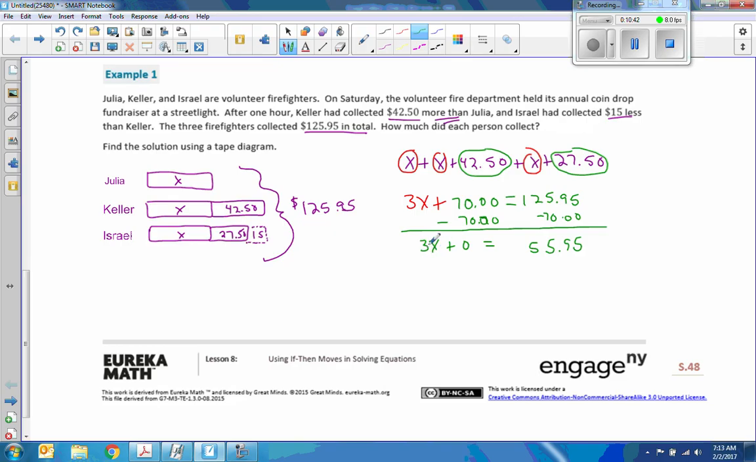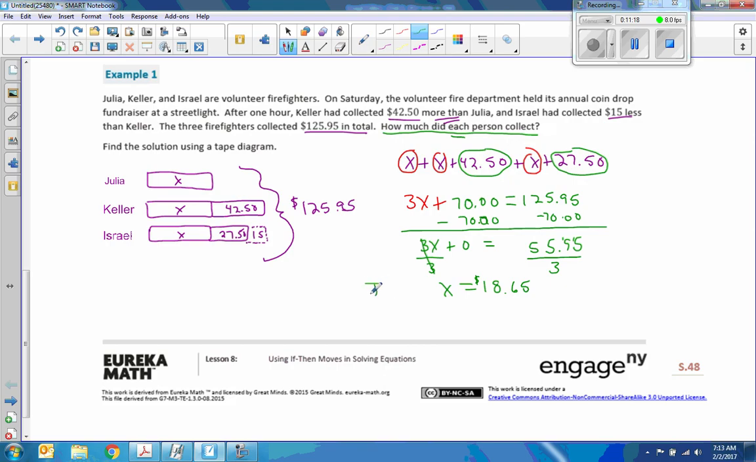So if I have A equal to B, and I divide both of them by C, and C will be my 3 in this case because I want to get rid of this 3, I get x equals: 3 goes into 5 once, 3 goes into 25 8 times, the remainder of 1, 3 goes into 19 6 times, remainder 1, and 3 goes into 15 5 times. Okay, now go back and answer the question. How much did each person collect?